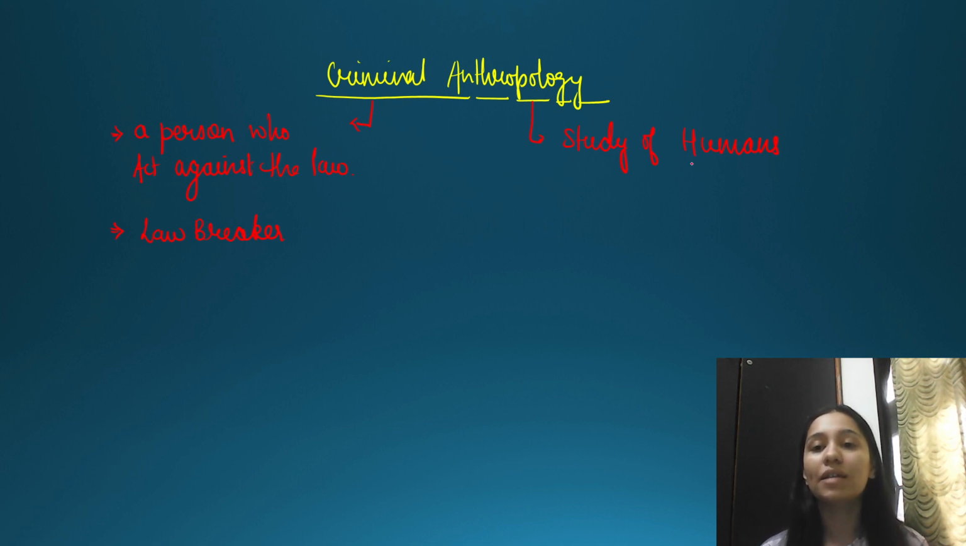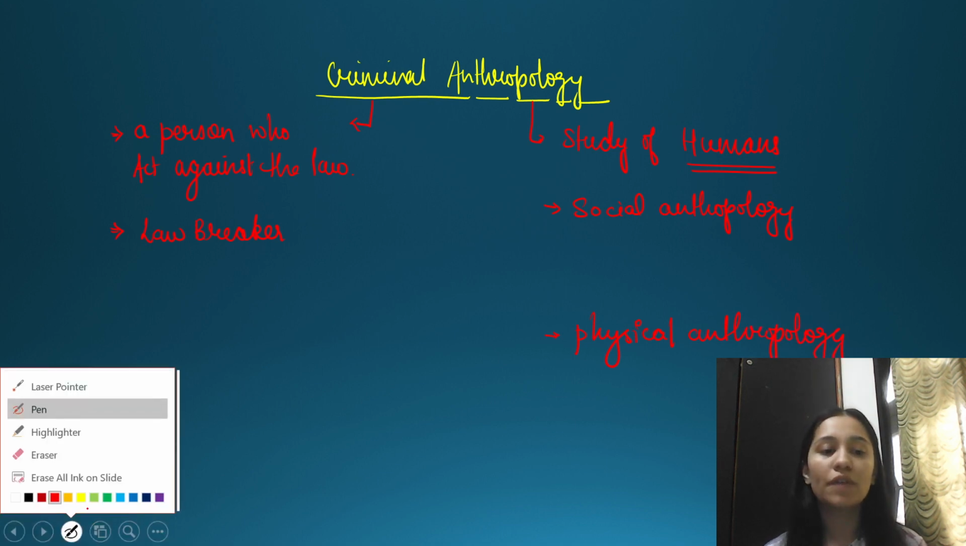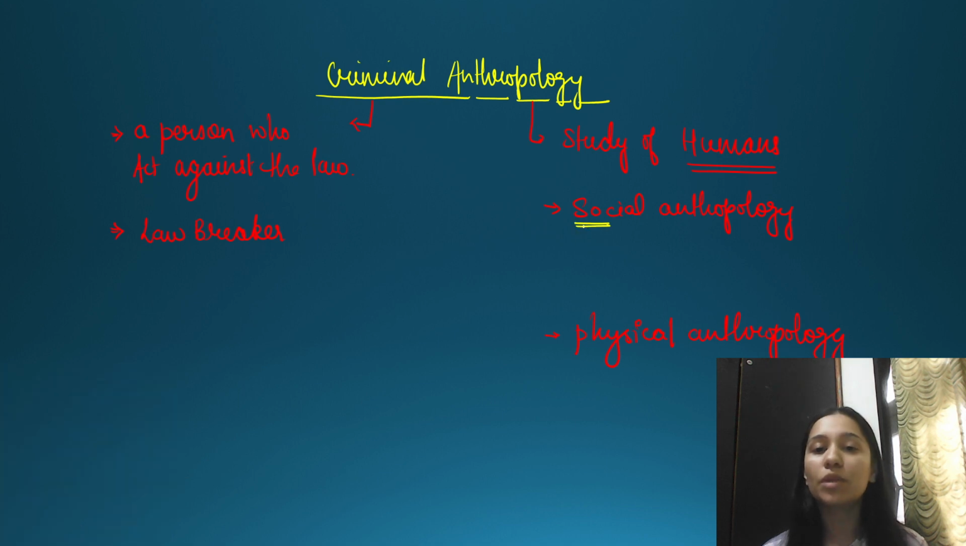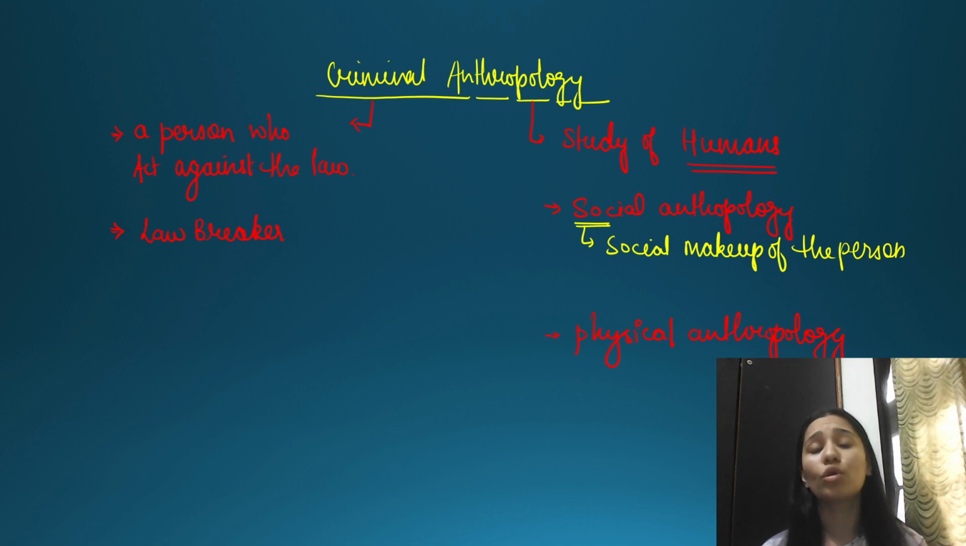We have two sections of anthropology: social anthropology and physical anthropology. Social anthropology deals with the social makeup of that person who is criminal, their social environment, the people in that person's house, or their parents, or anyone. So the social makeup of a person.